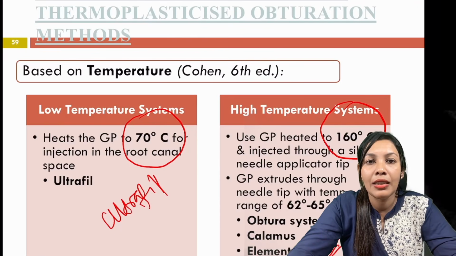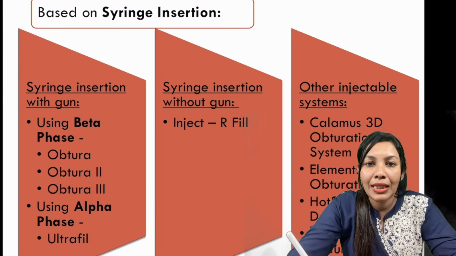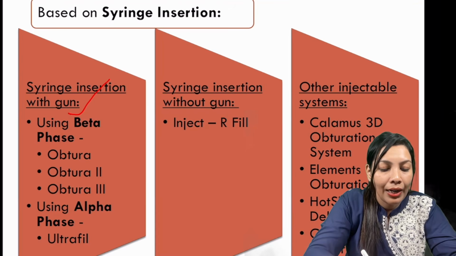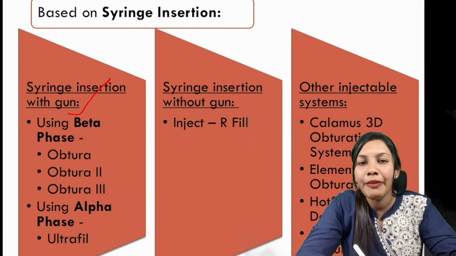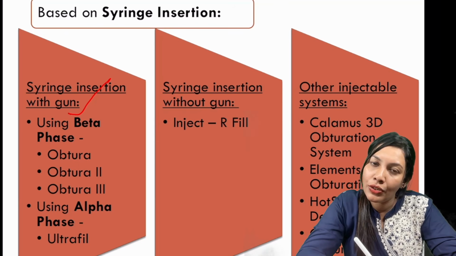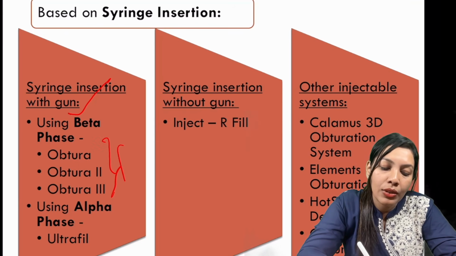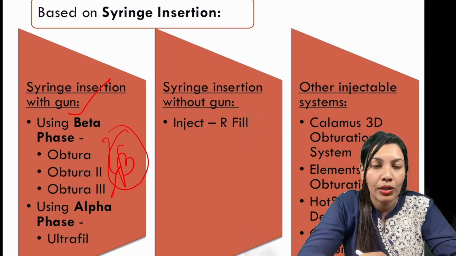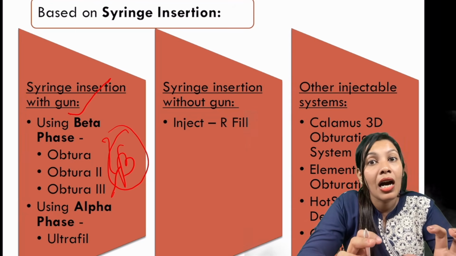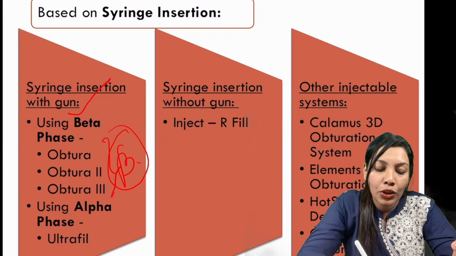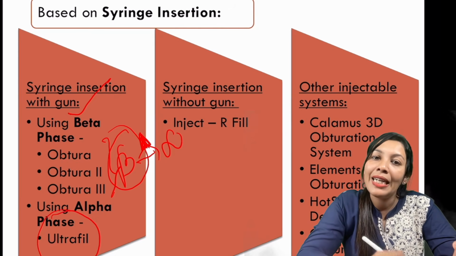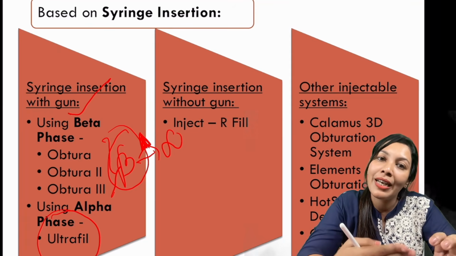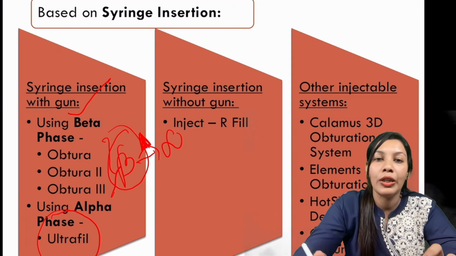This was based on the temperature. Now, syringe insertion with or without the gun is there. First, with the gun, both beta phase and alpha phase are used. The Obtura technique uses the beta phase. Important: we know that beta phase is solid, so it has to be converted into alpha phase, so a large amount of heat is required. Ultrafil is present as alpha phase itself, so it can easily flow into the root canal.